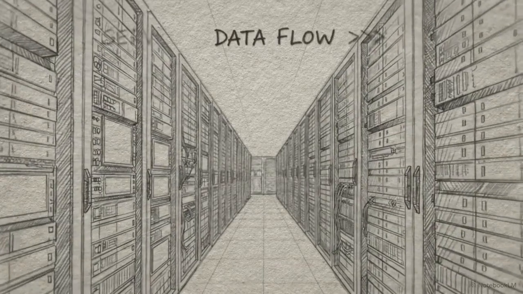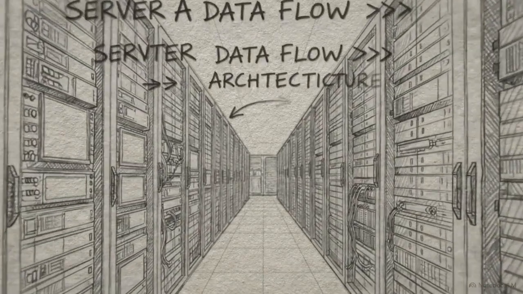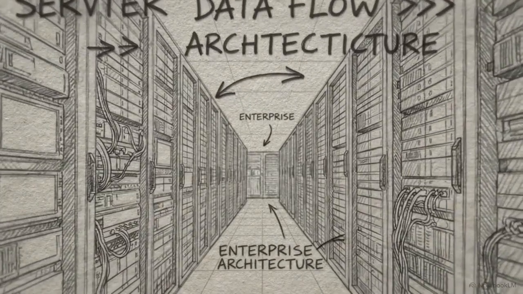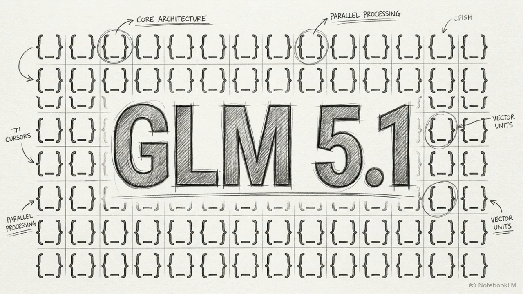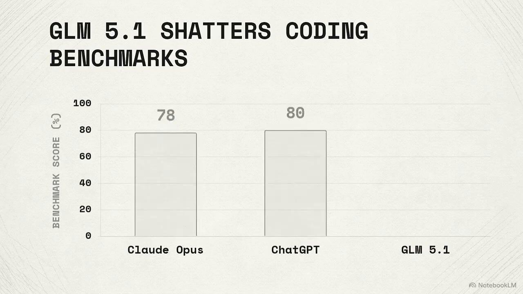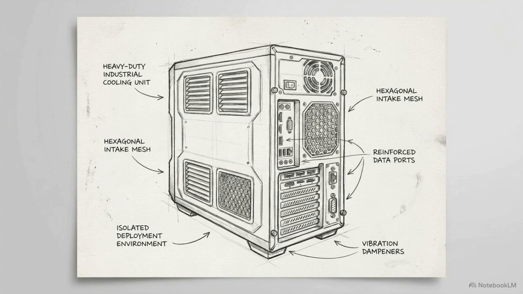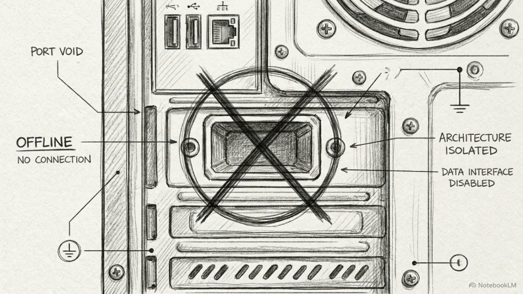For the past 2 years, software engineering workflows have relied heavily on massive, proprietary models hosted on remote servers. But a new open-source system called GLM 5.1 has fractured that consensus, clearing the strict coding benchmarks previously held by Claude Opus and ChatGPT. The determining factor in its performance relies entirely on its deployment environment. GLM 5.1 operates strictly on local hardware without requiring an active internet connection.